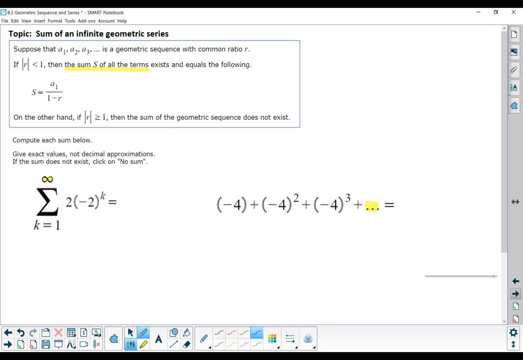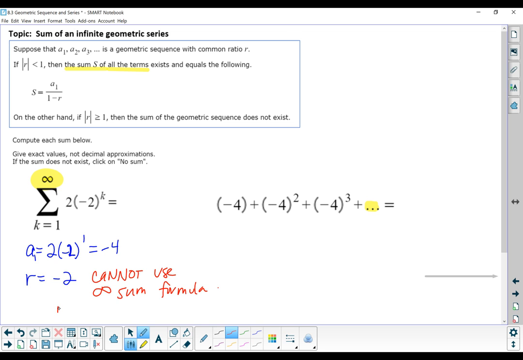So you need to be very careful to not make an error with this formula. So we've got another infinite sum here. The first term of this would be 2 times negative 2 to the power 1. That's negative 4. The common ratio here is negative 2. So we cannot use our sum formula. And that's just because the common ratio is not less than 1. So the sum does not exist.